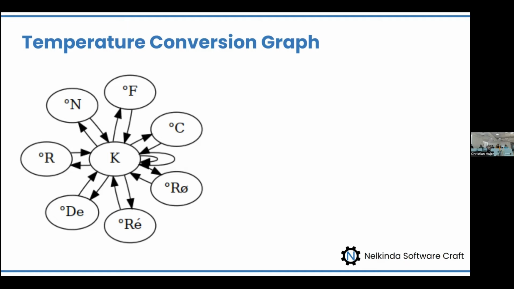Then our graph becomes a star. Yeah? We no longer can directly convert from like Celsius to Fahrenheit. We have to do two conversions. We go from whatever we have to Kelvin, and then from Kelvin to whatever we want. So that means now, what is the number of edges in this graph? Two into n minus 1. 2 into n, so 16.